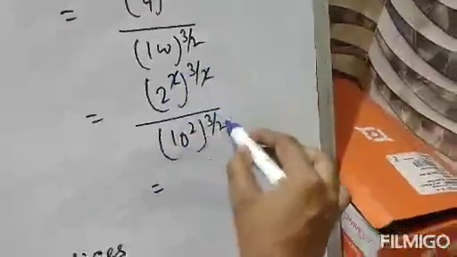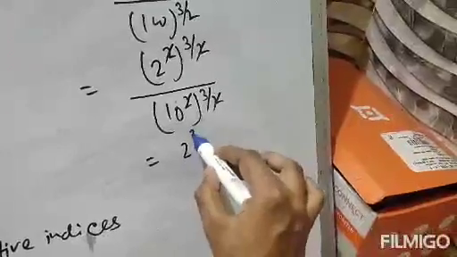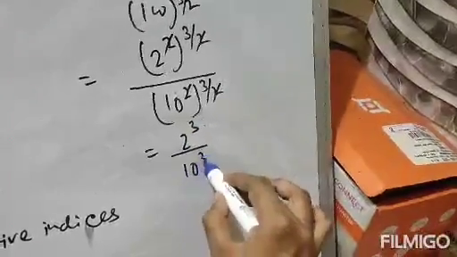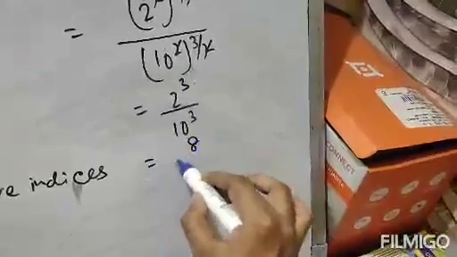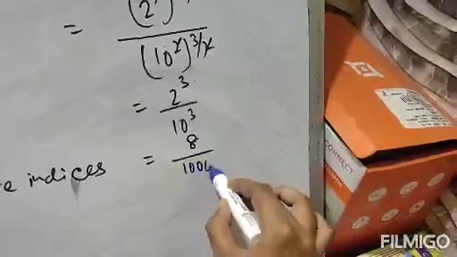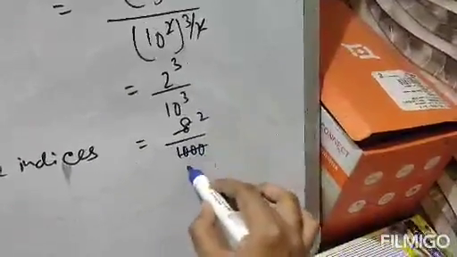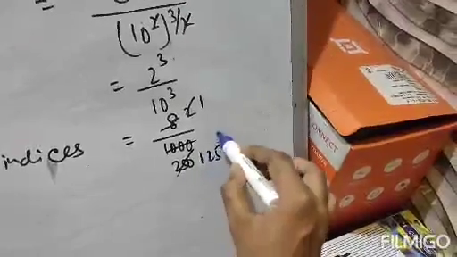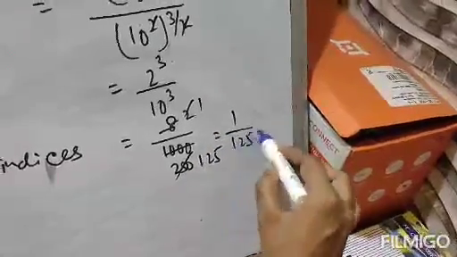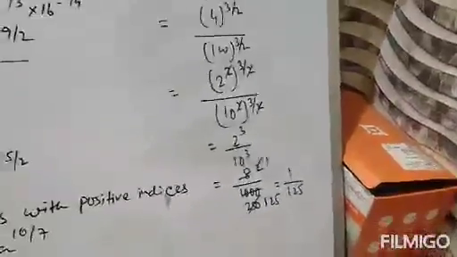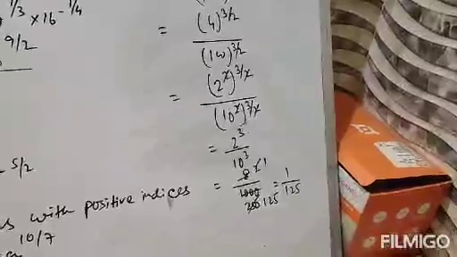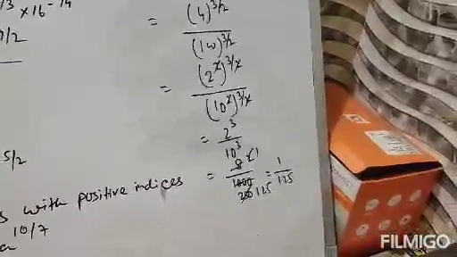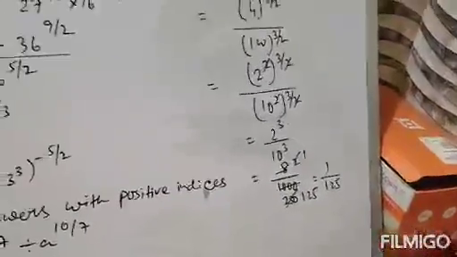So 2 will reduce, 2 will reduce. So in the numerator it is 2 to the power 3, in the denominator it is 10 to the power 3. So 2 to the power 3 means 8, 10 to the power 3 means 1000. Now reduce: 4 2s are 8, 4 250s are 1000, reduce. That means 1 by 125, that is the answer. 1 by 125 is your answer. Clear? 1 by 125 is the answer.